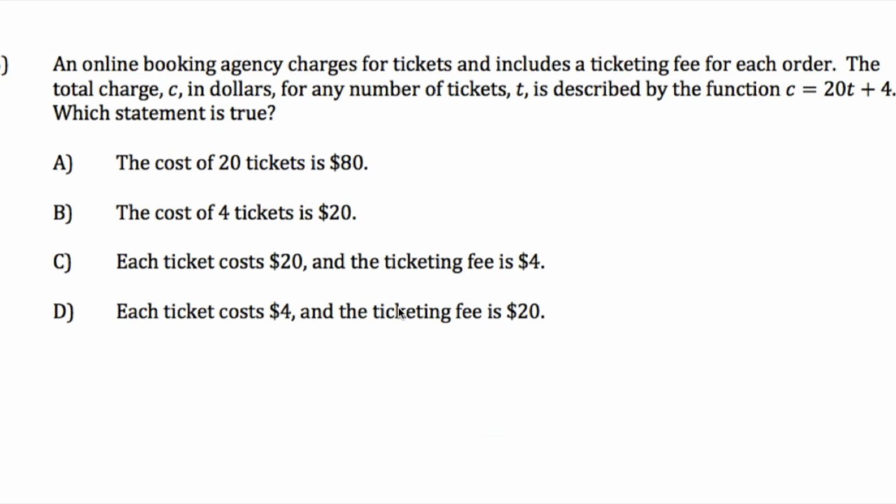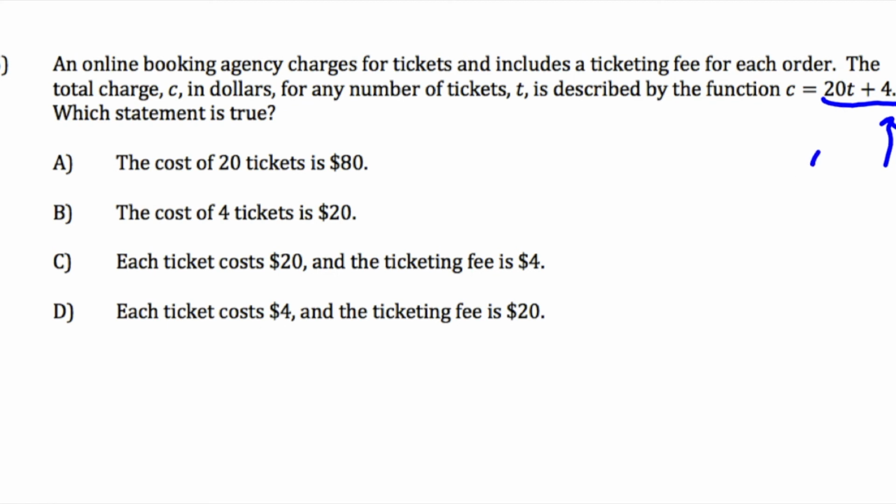All right, last one here, number 5, an online booking agency. This is very, very similar to the Hoagie one. If you've ever ordered tickets online at like Ticketmaster or StubHub or anything like that, there's a cost per each ticket, and then they have like their extra fees, their processing fee or whatever. So if this is described here as 20t plus 4, which of these statements is true? Now remember, this 4 represents your cost regardless of how many tickets you order. Okay?